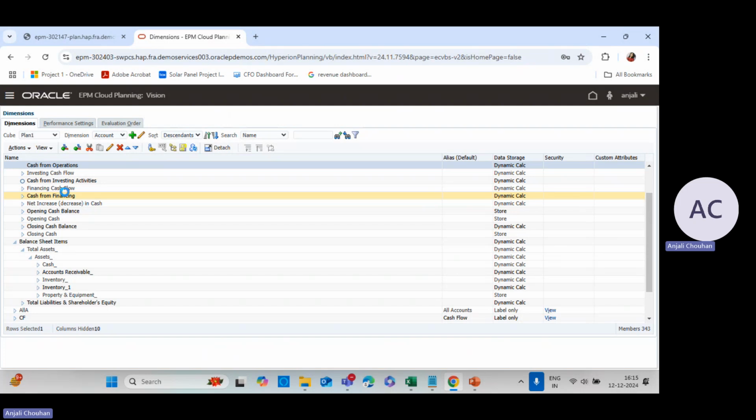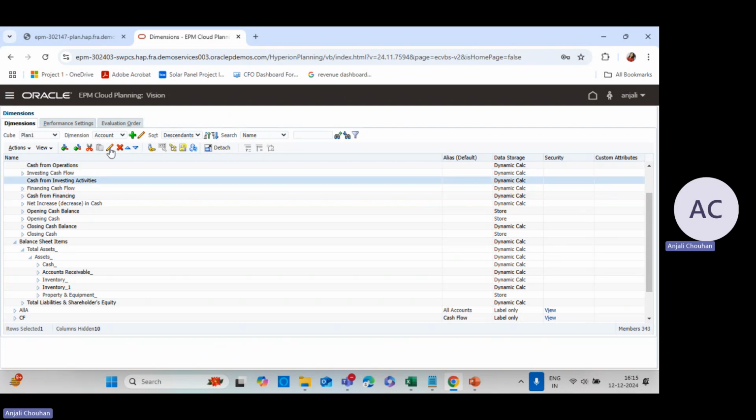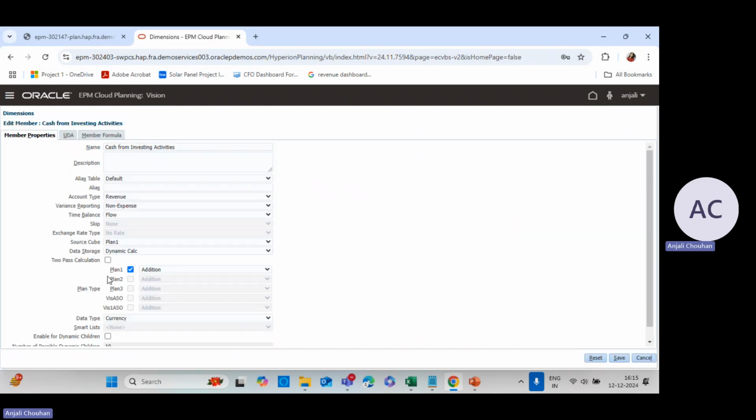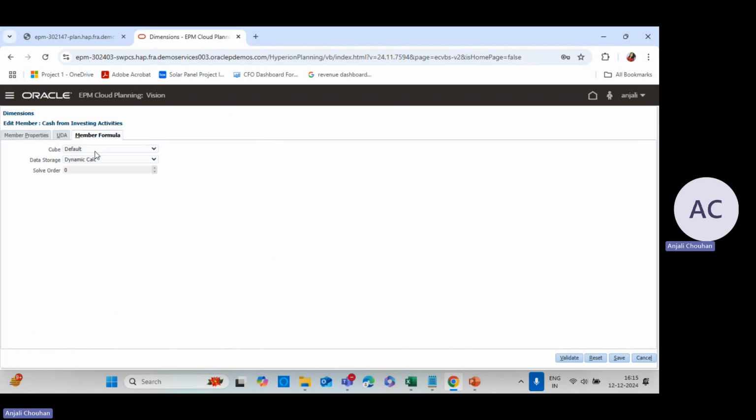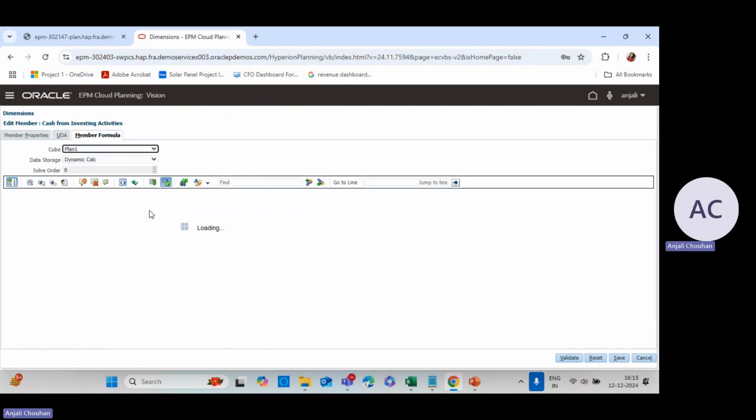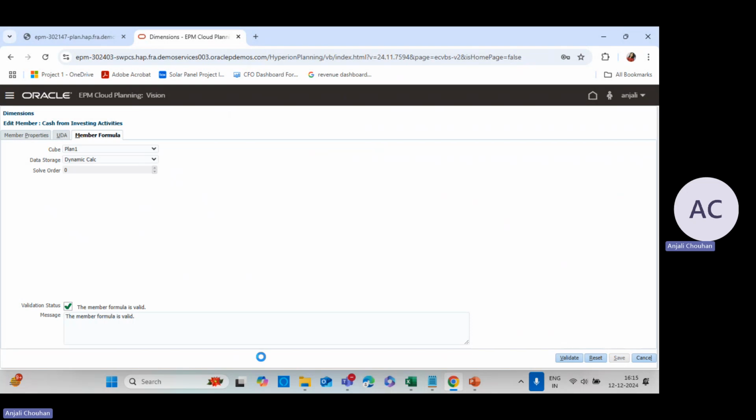So under the cash from investing activity, yes, this is a member. Again, this is a dynamic calc member, I mean the data storage property. And when you click on the rule, it is taking the reference from investments in property and equipment. Definitely, if there are other members included, we'll write the formula by adding a few more members. But right now, there is only one member in the cash from investing activity, so I'm taking that. Click on validate and then save.